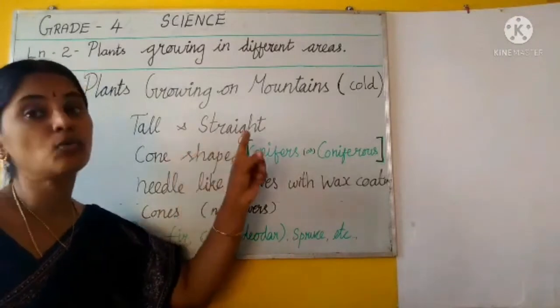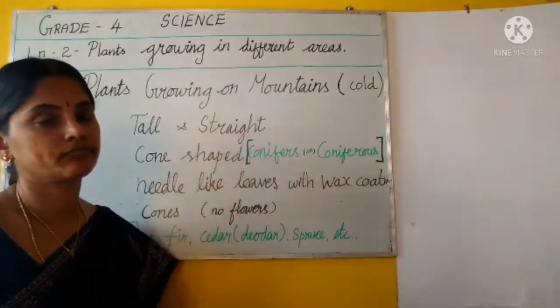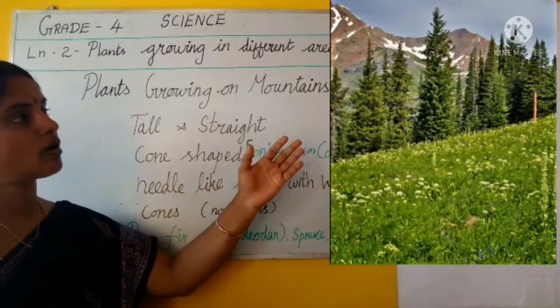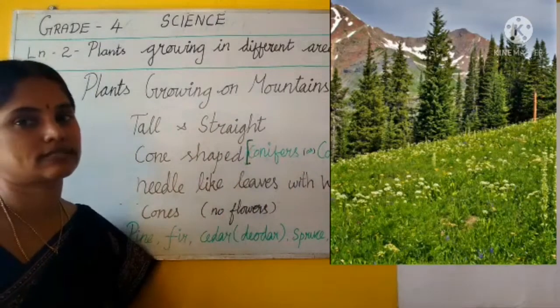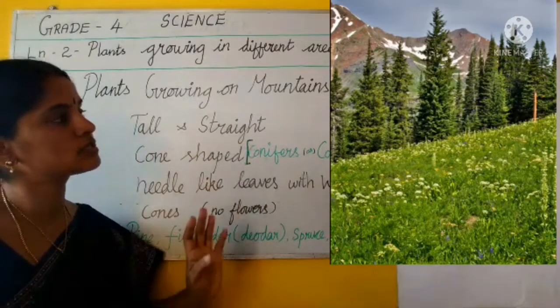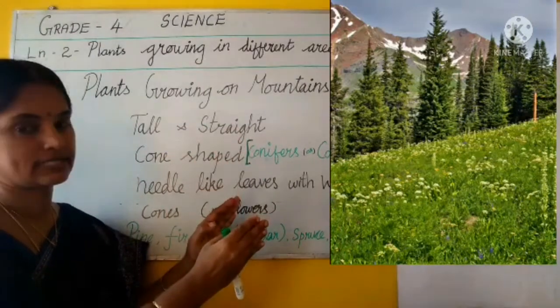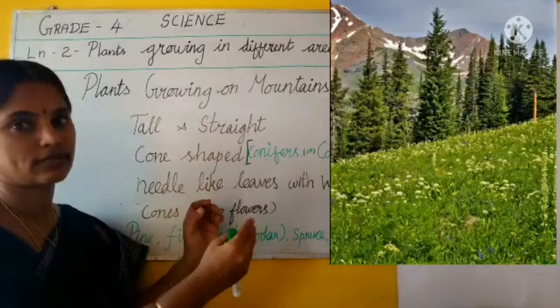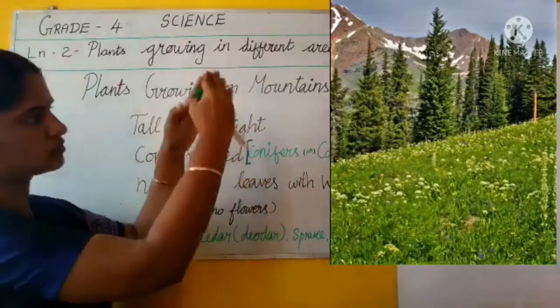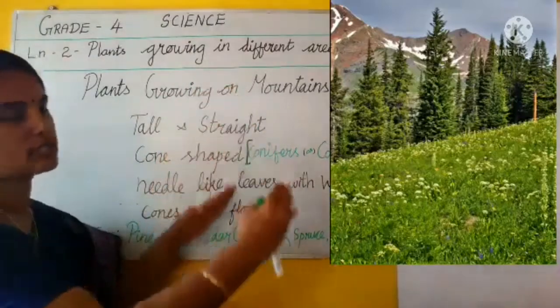Plants on mountain regions. See, look at these mountain region plants. Look at the pictures. See, the plants are cone-shaped. This shape we call cone shape, isn't it?